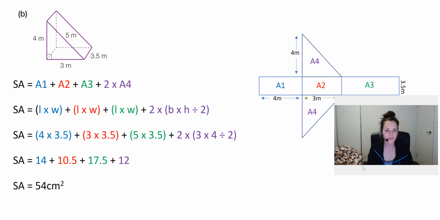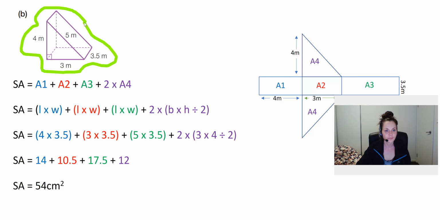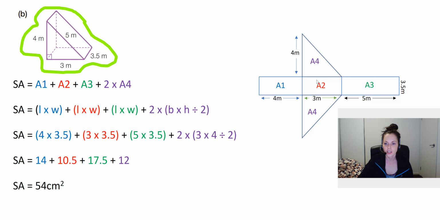So what I have done here on my left-hand side, just here, I have got my triangular prism. And it's taken me a long time, but I have managed to draw a net for that one, which obviously helped me to find out the total surface area.